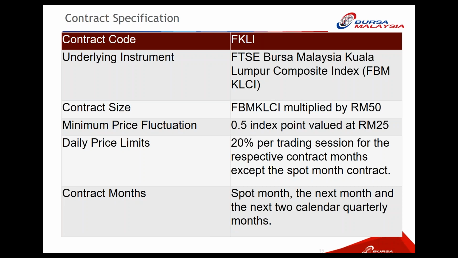For example, today is 5th of October, so the spot month will be October, and the next month will be November, and then the next 2 quarter months will be, usually, January, March, and then June, and so on and so forth. So that's why you have the quarterly contract. For now, the quarterly contract will be on December, and the next one is March. So this is 2 quarterly months available for you to trade.